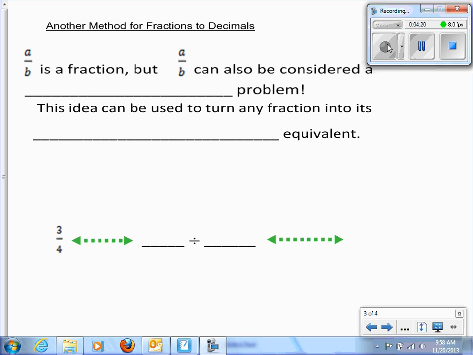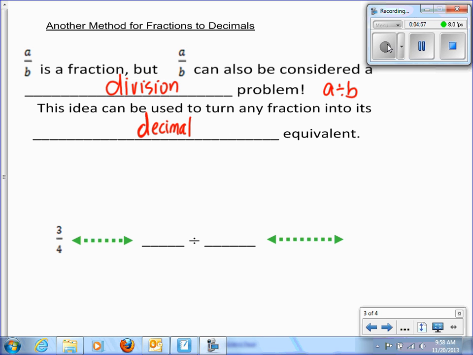So, A over B is a fraction, but A over B can also be considered a what kind of problem? We've been talking about this in algebra. What kind of problem, Richard? It's a division problem. Okay? Where we would do A divided by B. This idea can be used to turn any fraction into its decimal equivalent. So we just had a question, what if it's not a number that goes into 10, 100, or 1,000? Okay, well then you might have to use a decimal equivalent.